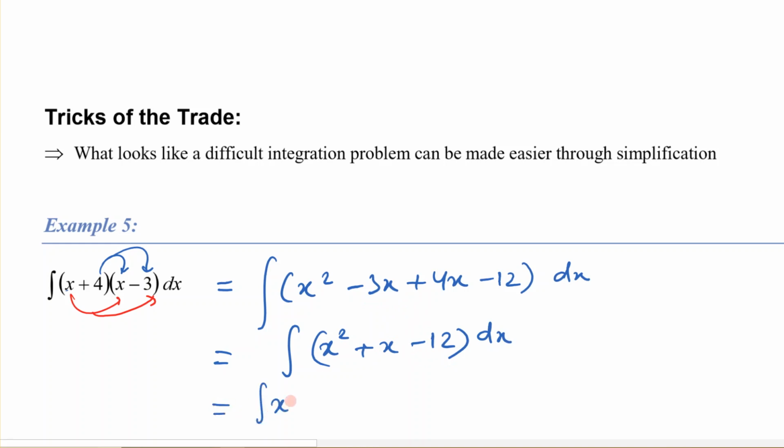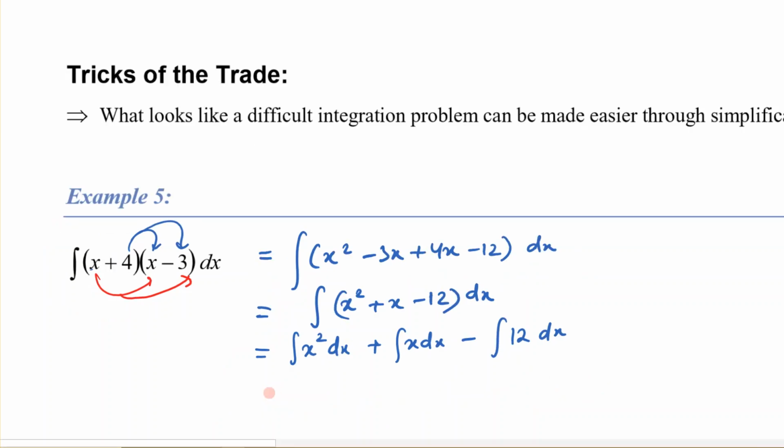So we can write this as three integrals: integral x squared dx plus integral x dx minus integral 12 dx. And now we know that for the integral of x squared, increase the power by 1, divide by the new power, so x cubed over 3 plus x squared over 2, and minus 12 times the integral of dx is just 12x, plus c. So voila, we got our solution.